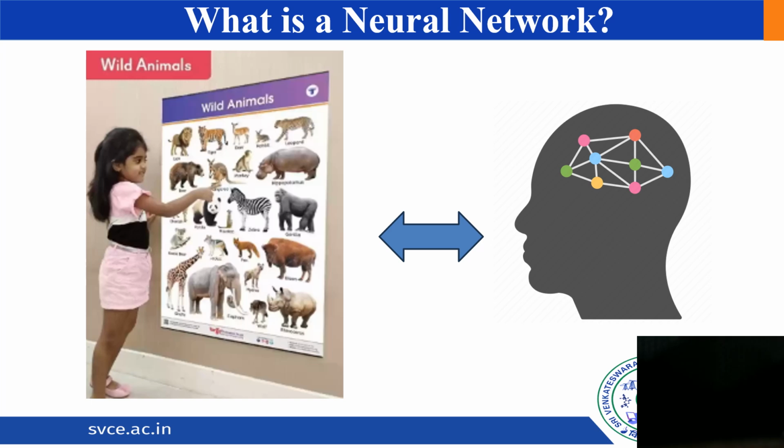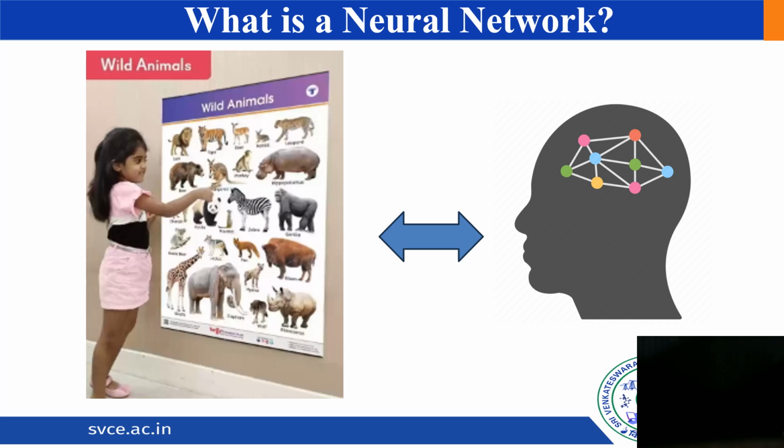Imagine you are teaching a child how to recognize animals. You show them pictures of a dog, a cat, a bird and so on. The child looks at each picture and learns what makes each animal different, like shape, color, size. After a few tries, the child starts to recognize animals all by themselves. A neural network works in a similar way. It gets training data, and over time it learns how to recognize patterns and make decisions based on what it has learned.